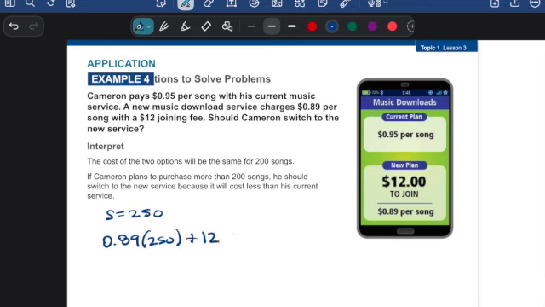That would give us a total of $234.50 for the new plan. For his old plan, it's just 95 cents per song, so 95 cents times 250 would be a cost of $237.50. So yes, if he's doing more than 200 songs, it would be cheaper to go with the new plan. So you can just pick any number greater than 200 to check.